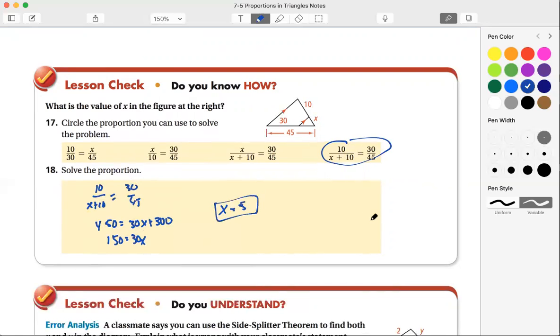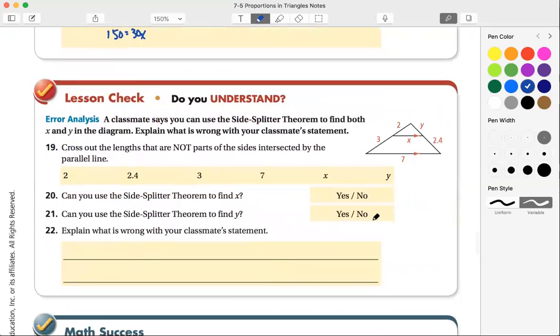Okay, so what happened here? A classmate says you can use the side splitter theorem to find both x and y in the diagram. Why can we not? Cross out the lengths that are not parts of the sides intersected by the parallel line. Well, 7 is not part, and x is not part. Can you use the side splitter theorem to solve for x? No. Can you use it to solve for y? Yes. So what's wrong with the classmate's claim? Well, you can't solve for x. That'd be y.